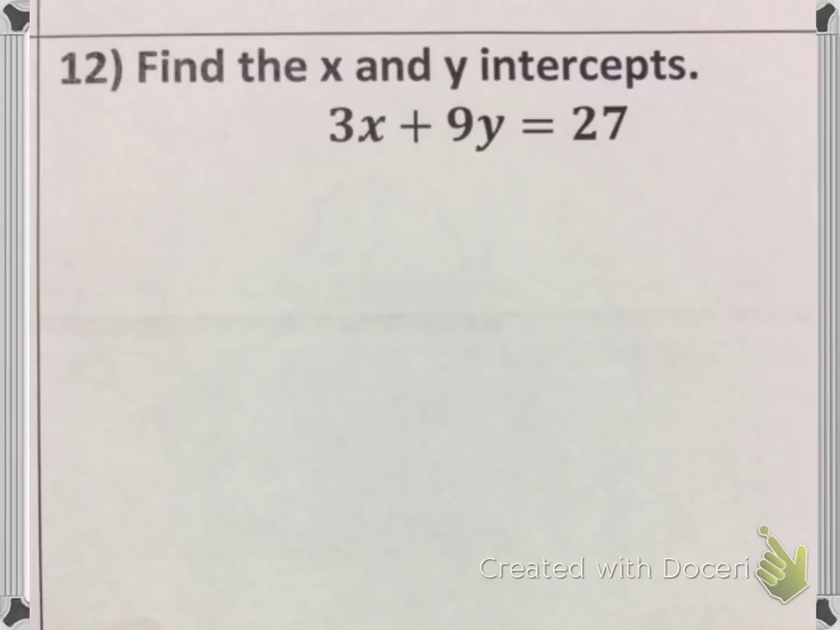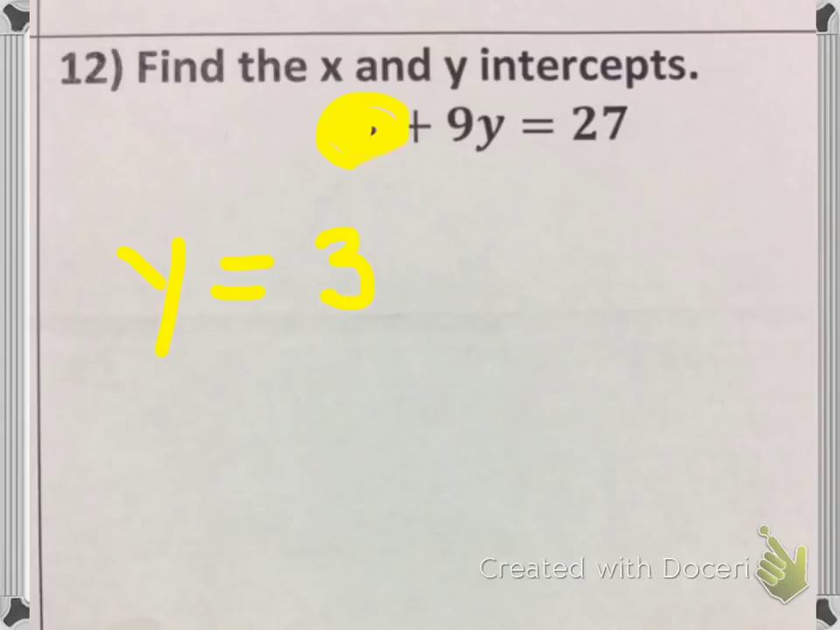Okay, last problem here says find the x and the y intercepts. Now I already showed you how to do that once, to graph something. Let's just pretend like this x is gone. We make it a big fat 0 there. Can we solve this equation now? 9 times the number y equals 27. What does y have to be? Y has to be the number 3, because 3 times 9 is 27.